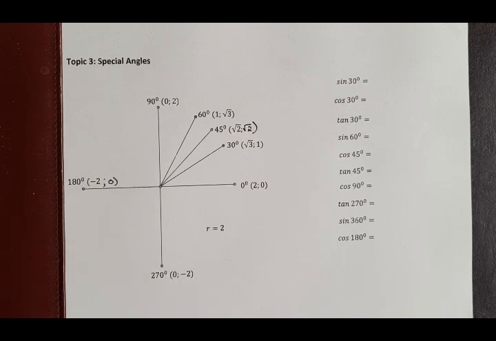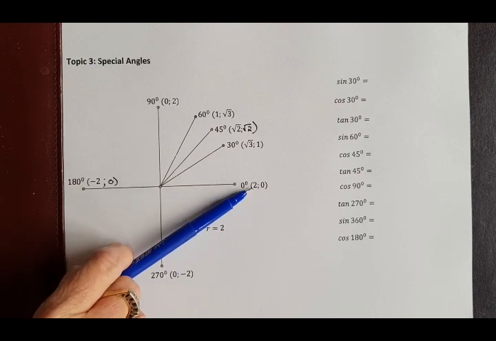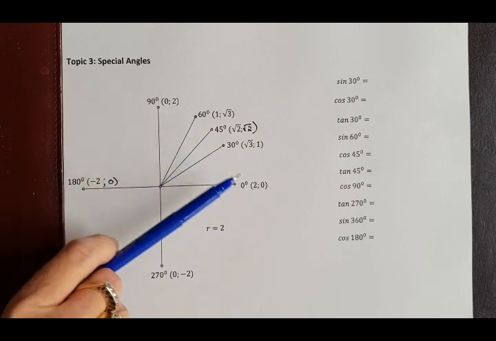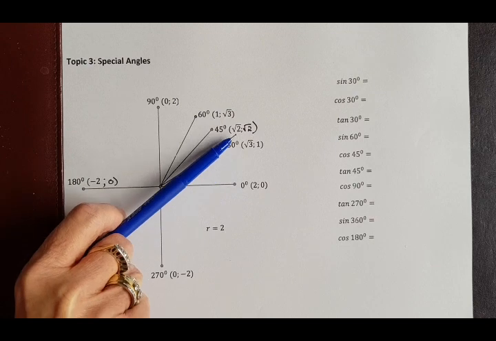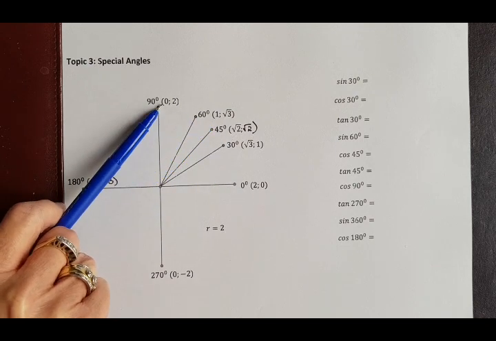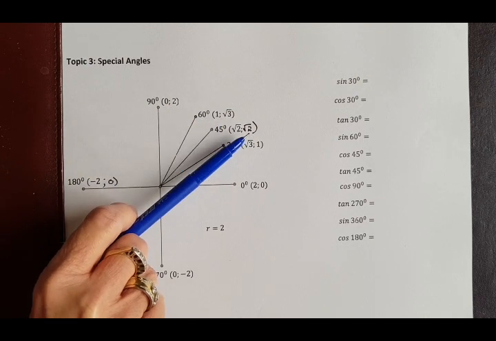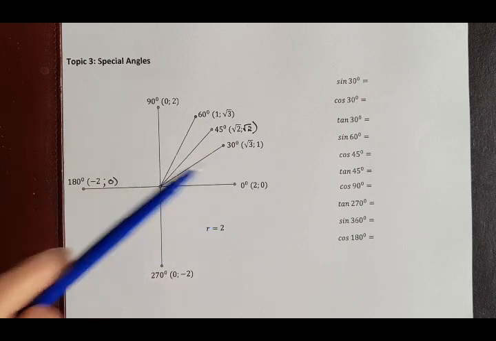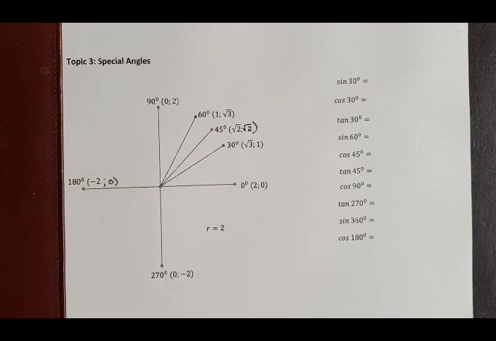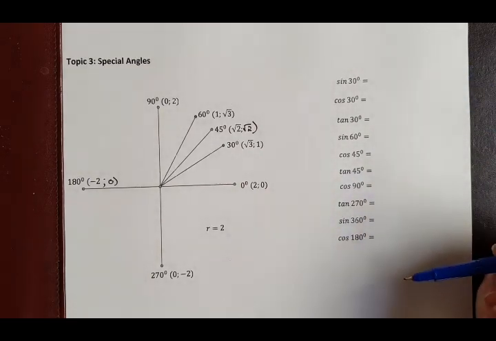It's very easy to remember if you just go 0, 30, 45, 60, 90: root 4, root 3, root 2, root 1, root 0, and for the other coordinate, root 0, root 1, root 2, root 3, root 4. However you choose to remember these special angles, you are expected to know them. So now how do we use this?